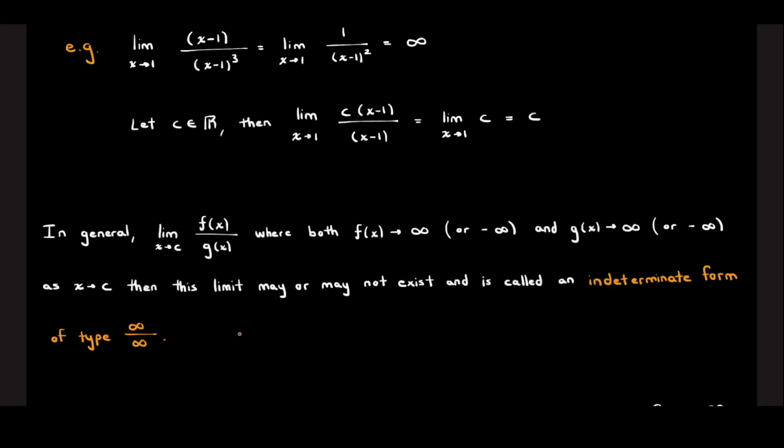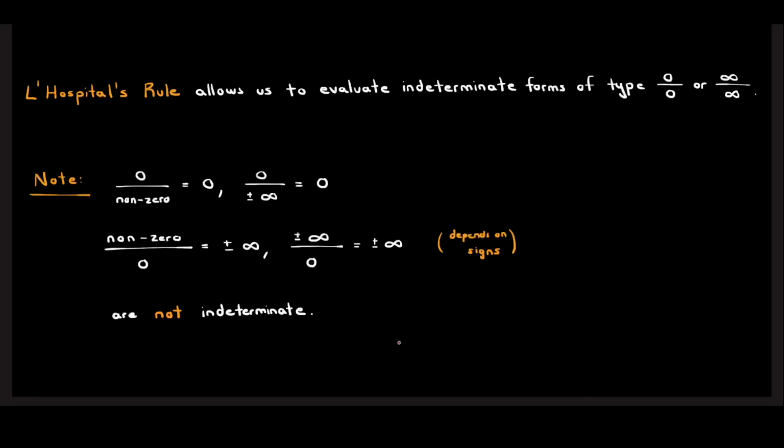But for now, I'll just skip that. The idea is very similar to what I described above with the case 0 over 0. Okay, awesome. So now that we have learned about the indeterminate forms 0 over 0 and infinity over infinity, guess what? There's something called L'Hopital's rule, and this will help us evaluate these exact indeterminate types, 0 over 0 and infinity over infinity.